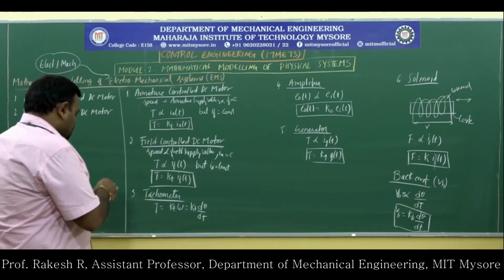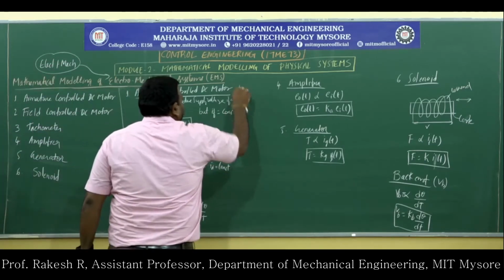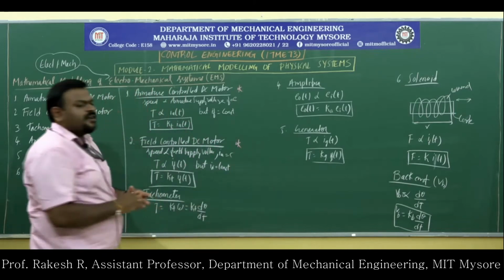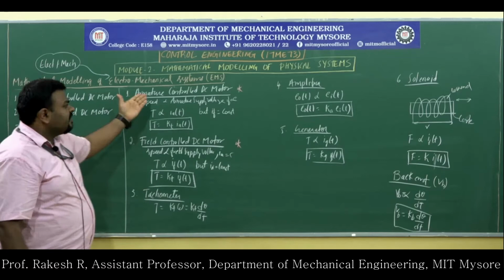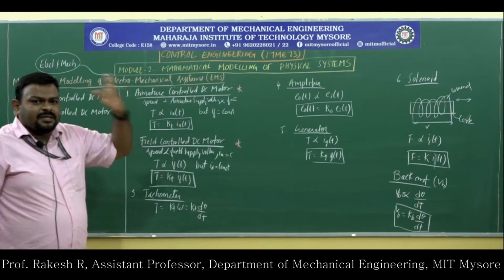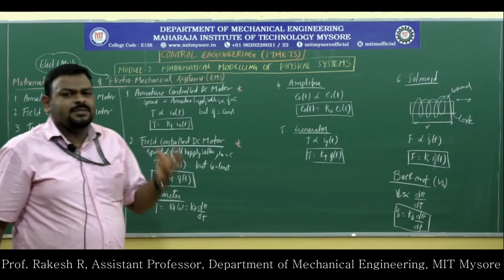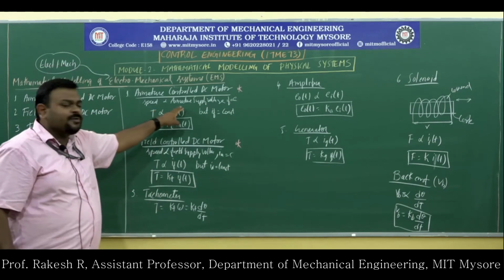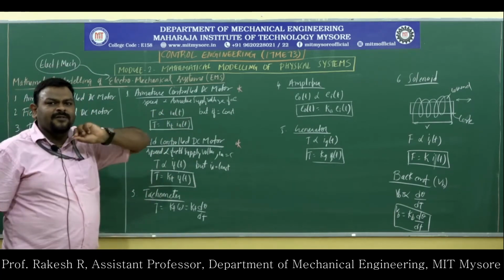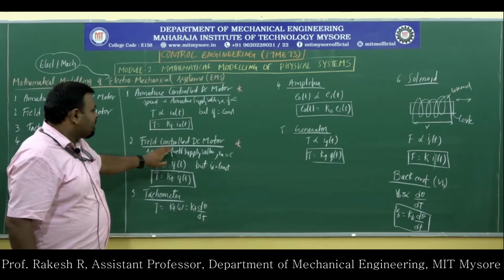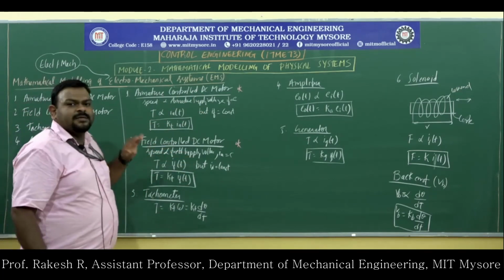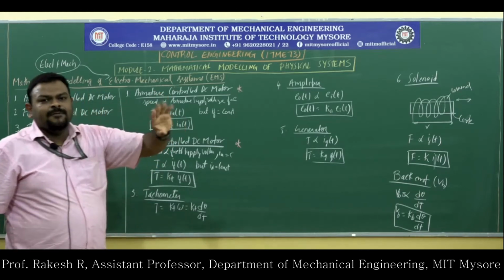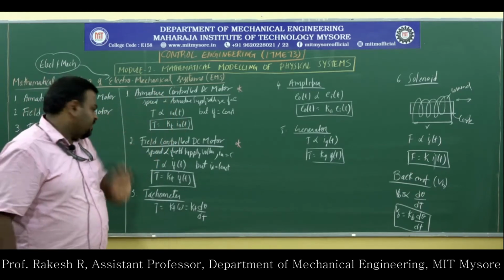But as per your syllabus, the derivation will be done for only these two, the armature controlled and field controlled DC motor. Let us recall the definition. Armature controlled DC motor is an electromechanical system in which the speed of the DC motor is controlled using armature supply voltage while the field supply voltage remains constant. Field controlled DC motor is an electromechanical system in which the speed of the DC motor is controlled using field supply voltage while the armature voltage remains constant.